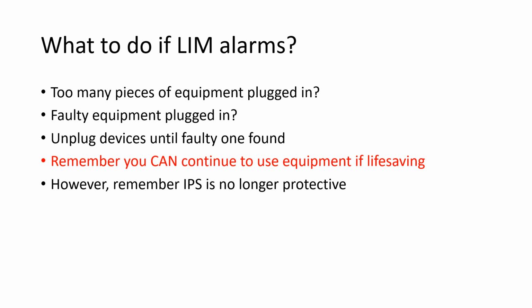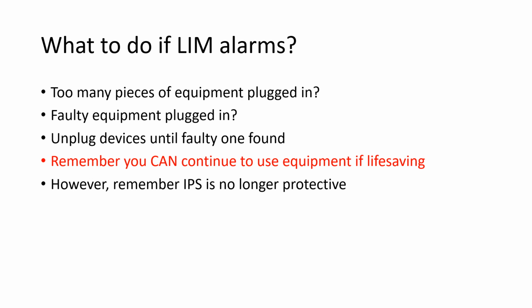So, what to do if a line isolation monitor alarms? The goal is to correct whatever the first fault was, which grounded the system. One cause can be too many pieces of equipment plugged in. All the equipment has some stray capacitance, which is additive, so too much equipment could trigger the alarm. Another cause could be a faulty piece of equipment, like in the previous example. So the first thing to do is to unplug the last device that was plugged in until the faulty one can be found and sent for repairs.